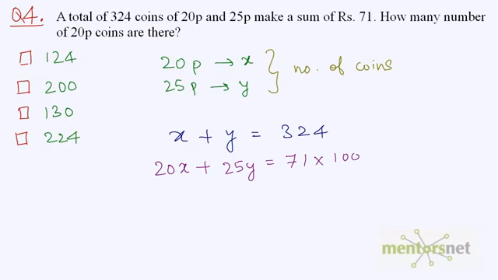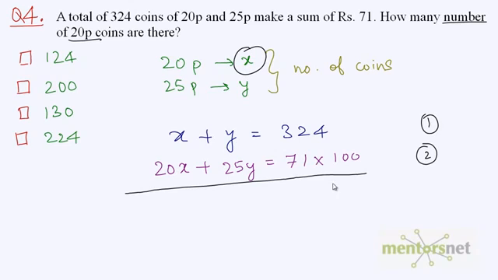So again we have two simultaneous equations, 1 and 2. We have to solve these equations to get the values of x and y. It has been asked the number of 20 paisa coins, so the number of 20 paisa coins is x. So let us keep x and remove y. To remove y, we need to multiply equation 1 by 25. So this becomes 25x plus 25y is equal to 324 times 25. Let's not multiply it out. Then we will have to subtract equation 2 from equation 1.